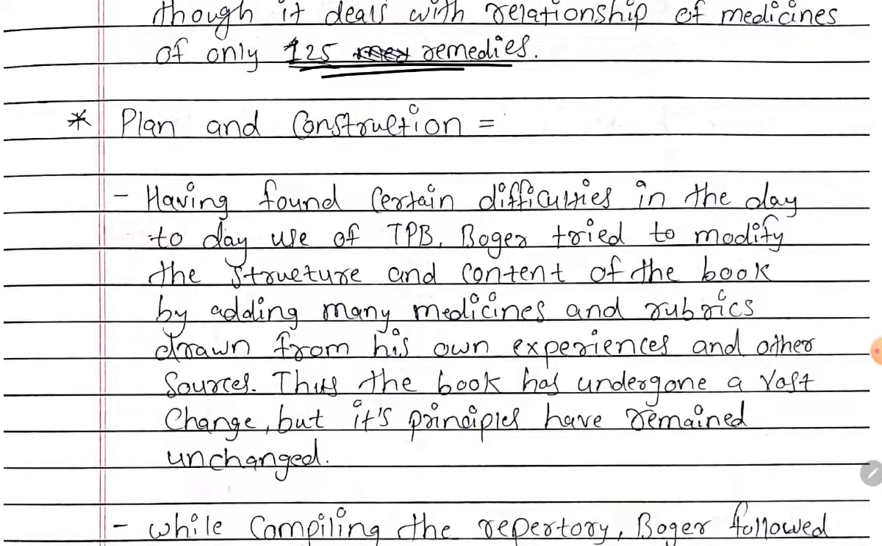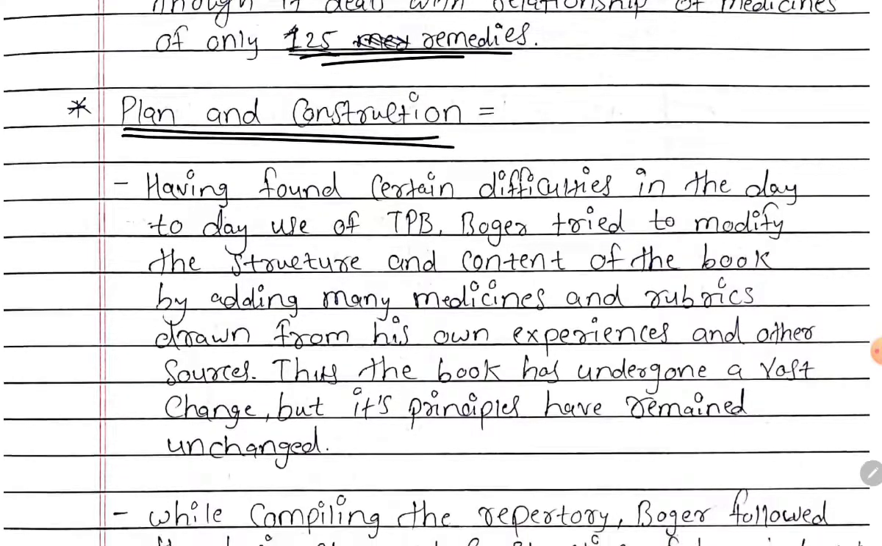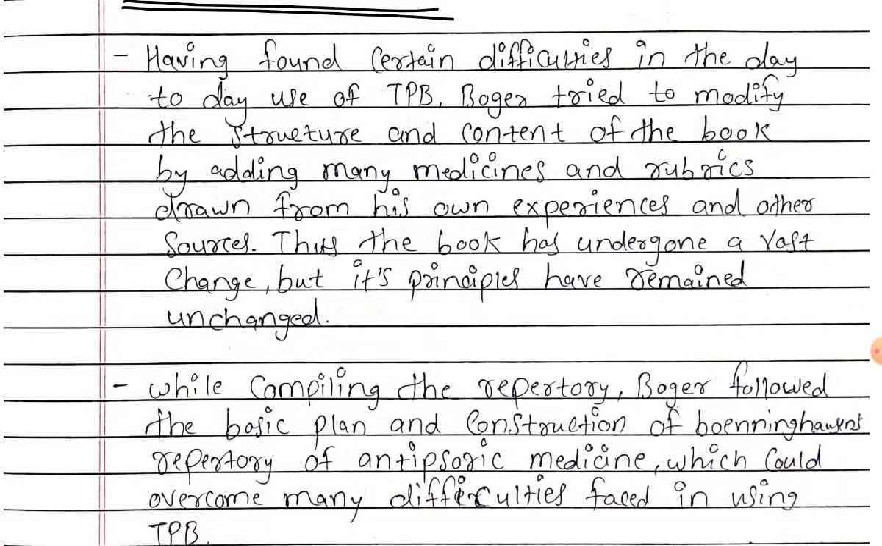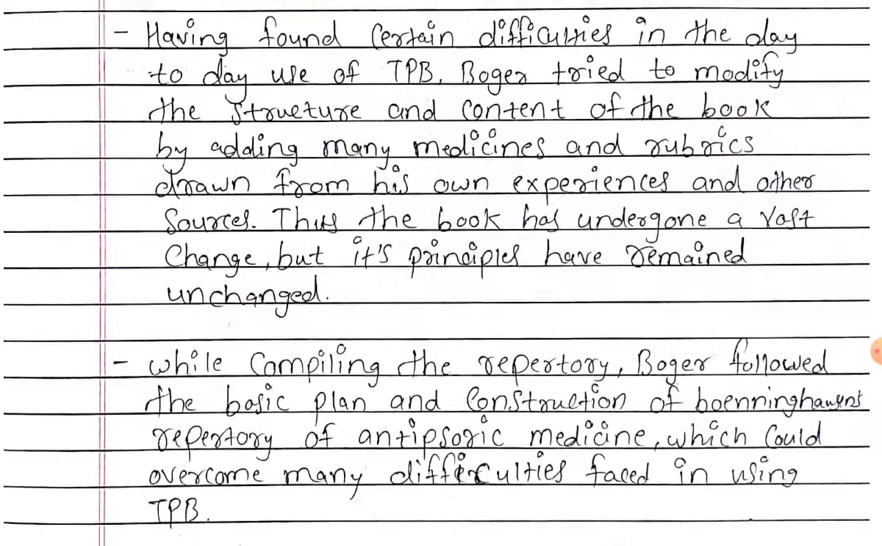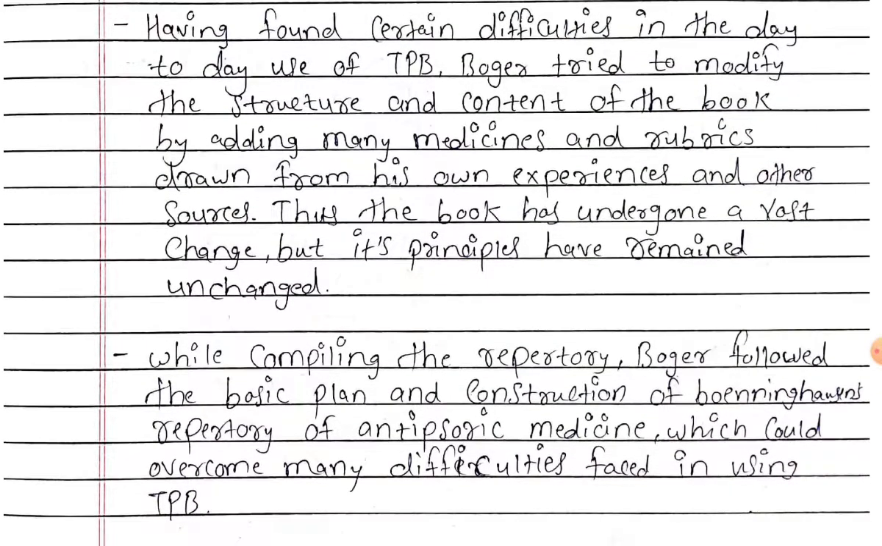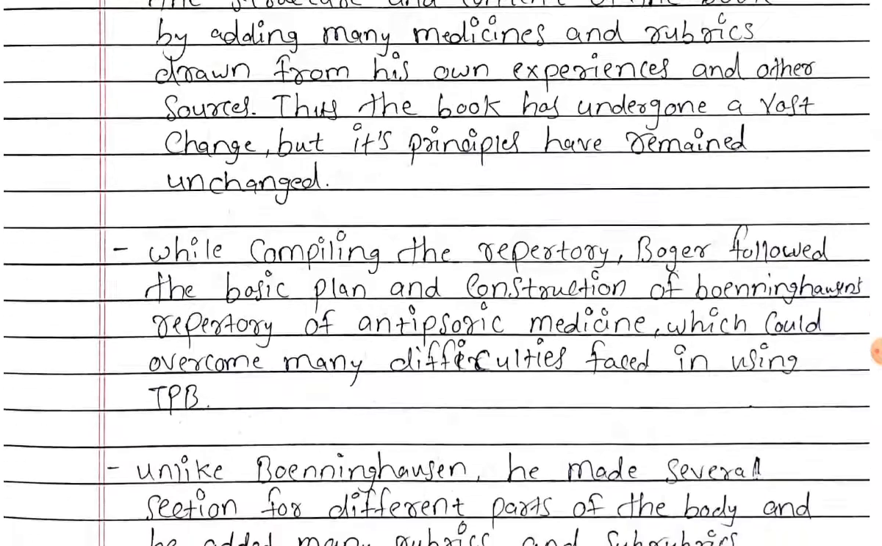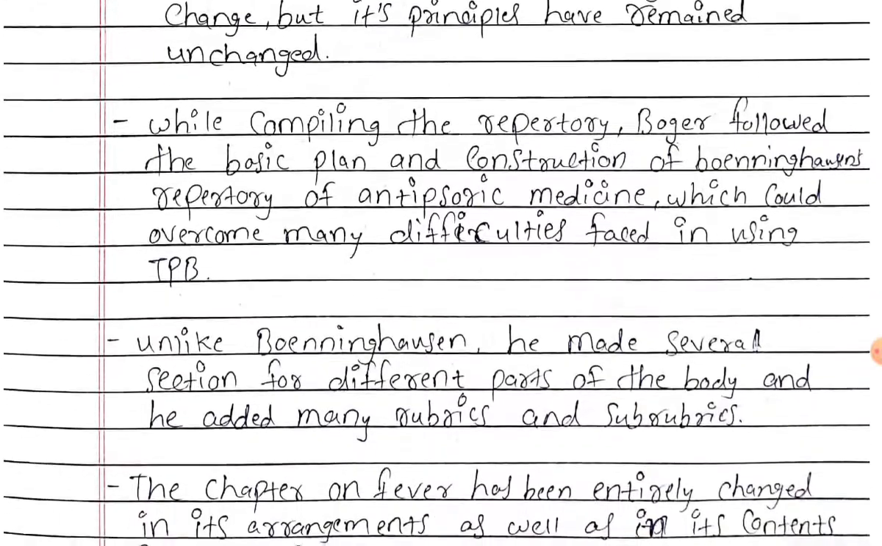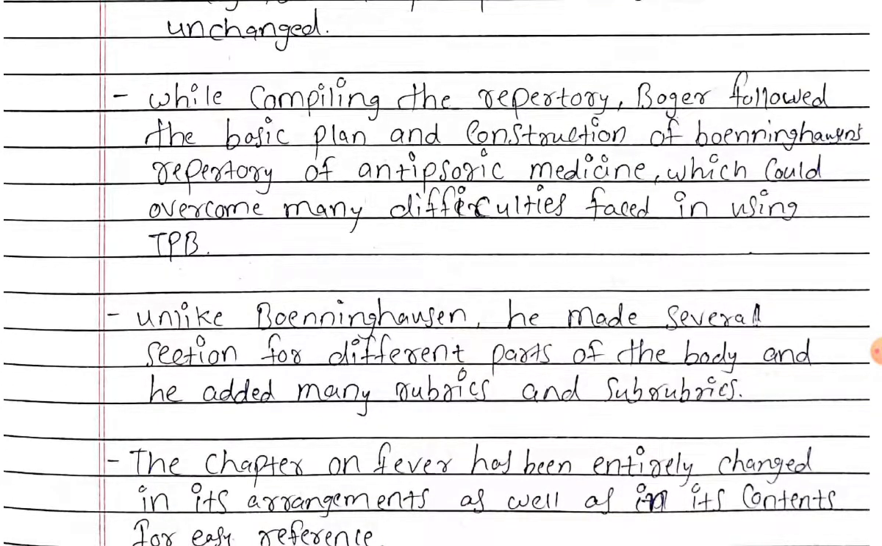Now let us look into the plan and constructions of the BBCR. Having found certain difficulties in the day-to-day use of TBB, Boger tried to modify the structure and content of the book by adding many medicines and rubrics drawn from his own experiences and other sources. Thus, the book has undergone a vast change, but its principles have remained unchanged. While compiling the repertory, Boger followed the basic plan and construction of Bonninghausen's repertory of antisoric medicines, which could overcome many difficulties faced in using TBB.